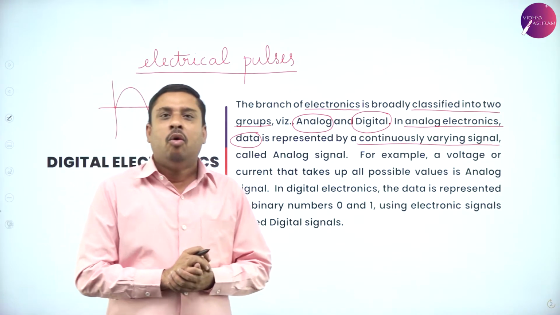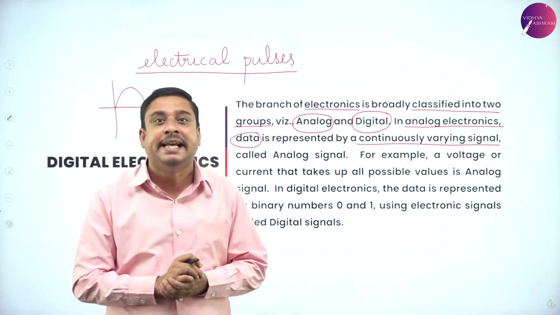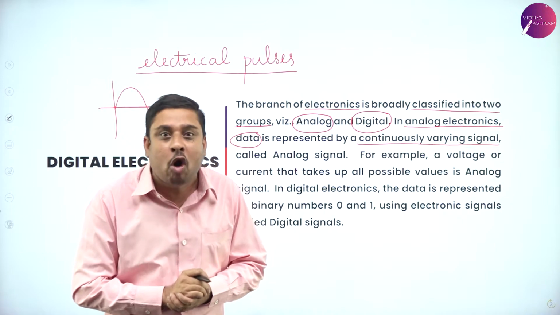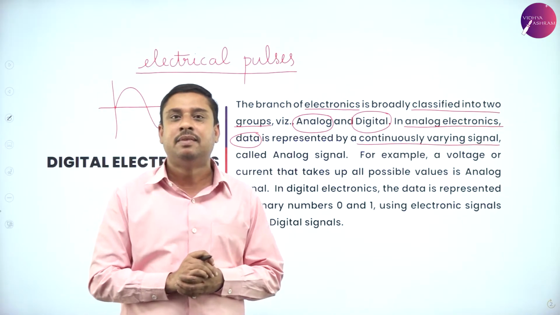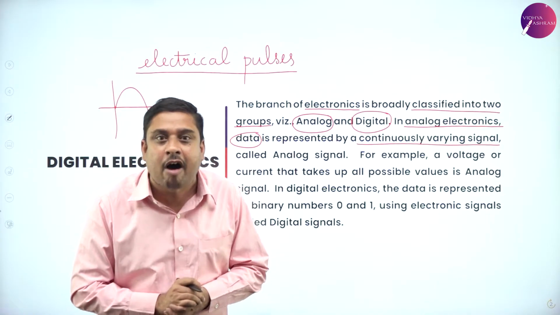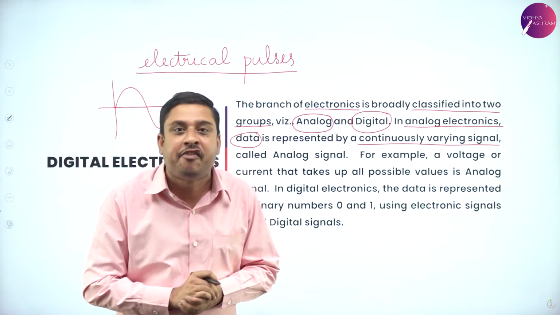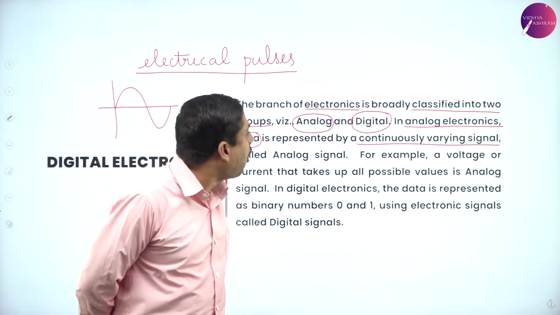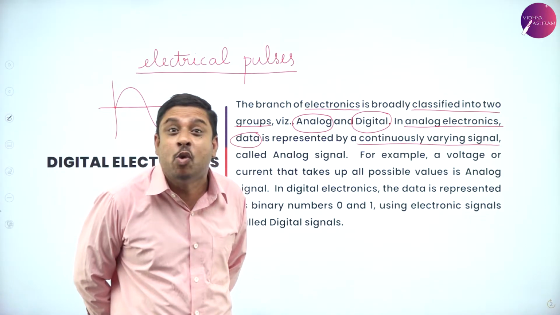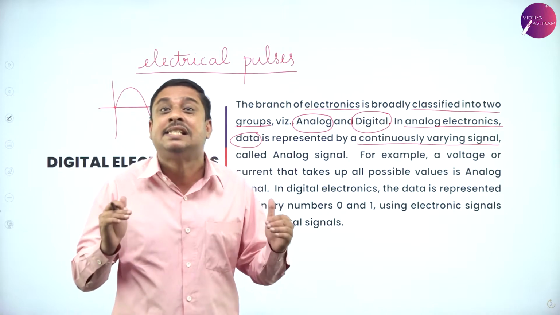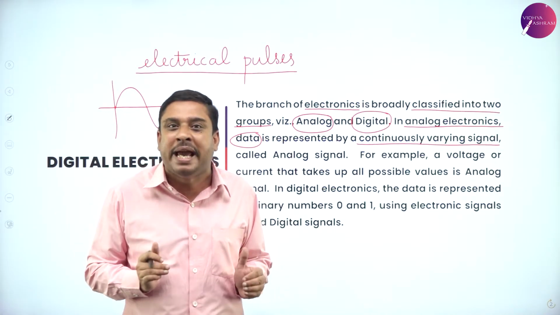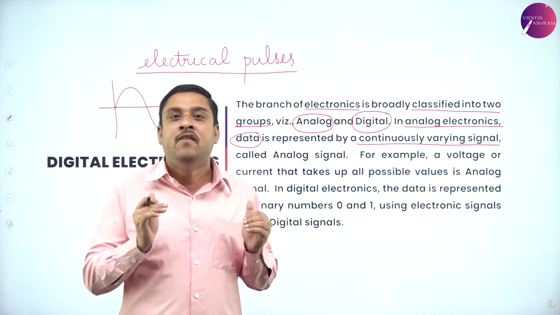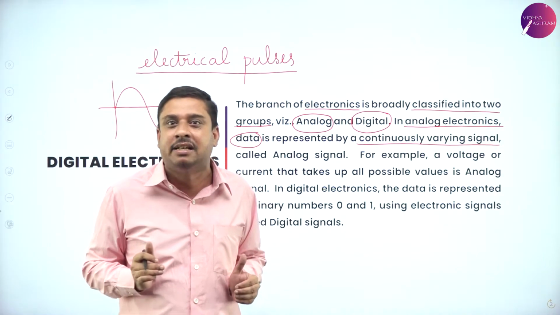So what to understand here prominently is, in analog electronics, any data or any information is represented in form of continuously varying signals. It may be a varying electrical signal or varying voltage signal.